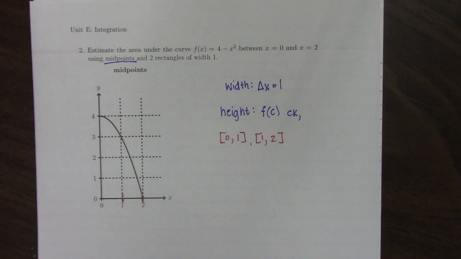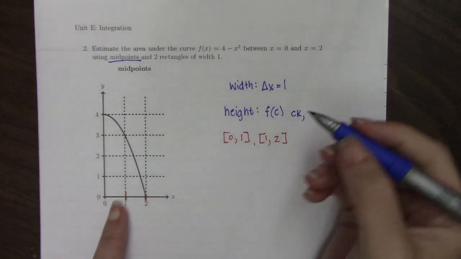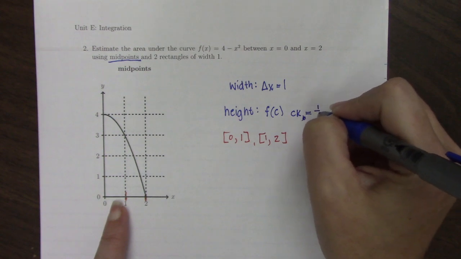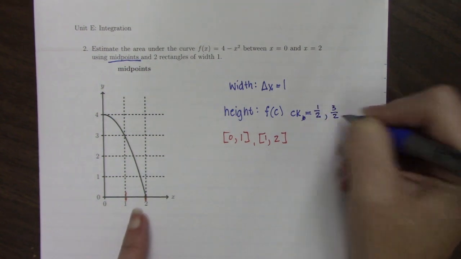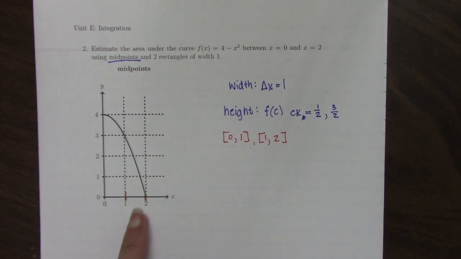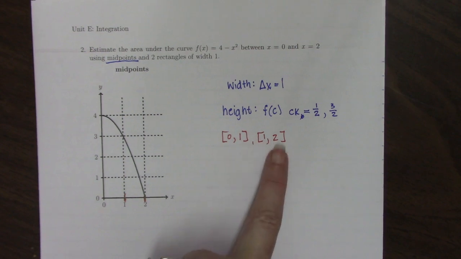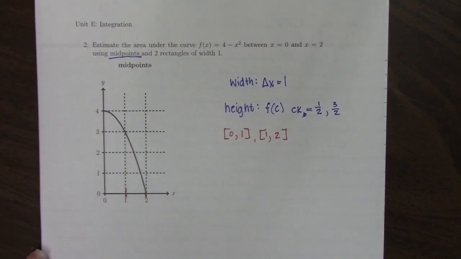So the midpoint means on my first rectangle, I go to the center of that rectangle, and that's where I decide the height. So the center of the first rectangle is at x equals 1/2. The center of my second rectangle is at 3/2. I could have also calculated that by saying 1 minus 0 divided by 2 would give me 1/2. 2 minus 1 divided by 2 would give me 3/2. So you can just split each subinterval into its centers.